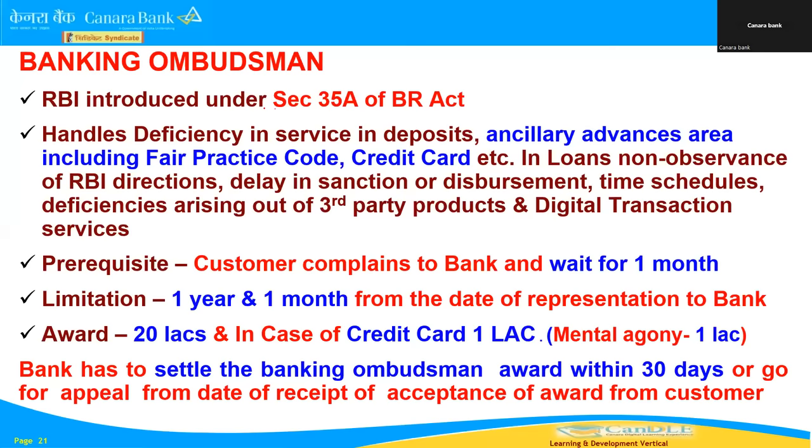Now let us see what type of cases the Banking Ombudsman sees. Any deficiency with regard to deposits, please remember, deposit related, any deficiency in service, the Banking Ombudsman will take up the case. Credit, they don't take. Generally, if someone says, sir, the manager is not giving a loan, take the case, the ombudsman will not take it. Credit part, the ombudsman will not take. Deficiency in service and deposits, they will take. But credit also, some part they will take. What is that? Ancillary advances, for example, including fair practice code and credit cards; they will take up cases. Not only that, in loans, non-observance of RBI directions, that is delay in sanction and disbursement, time schedules, and matters arising out of third-party products and digital transactions. For example, third-party products, yes, they will take up.